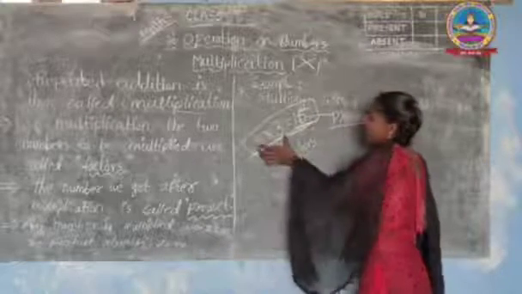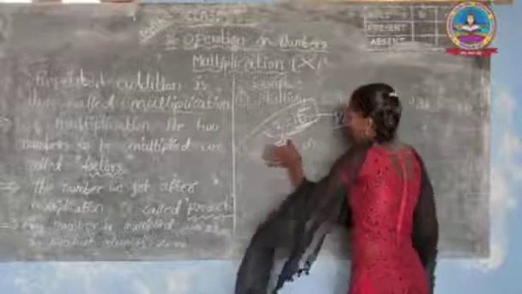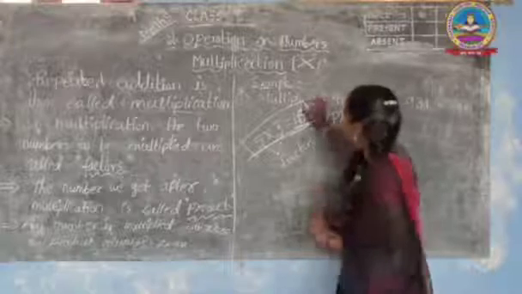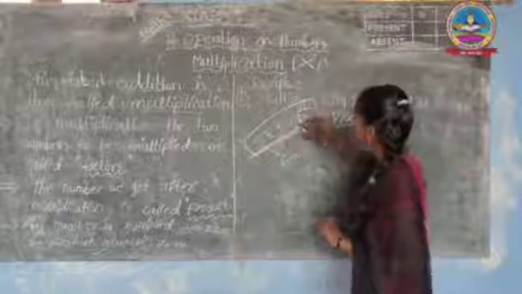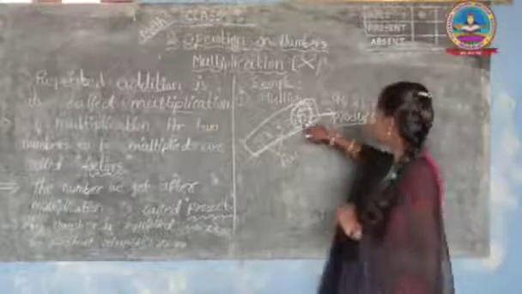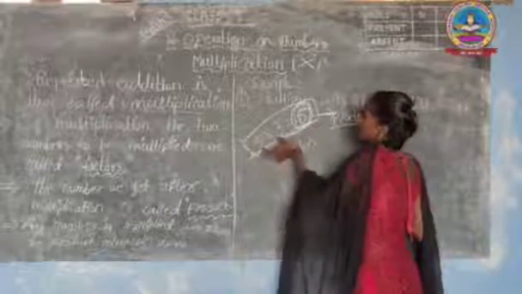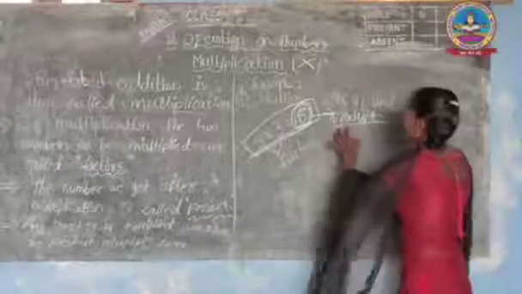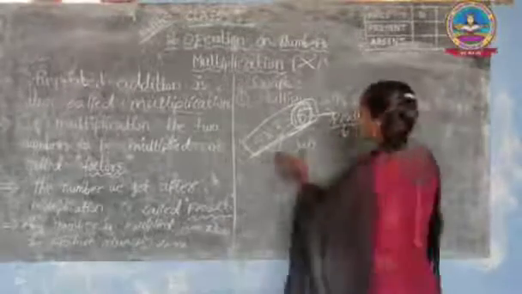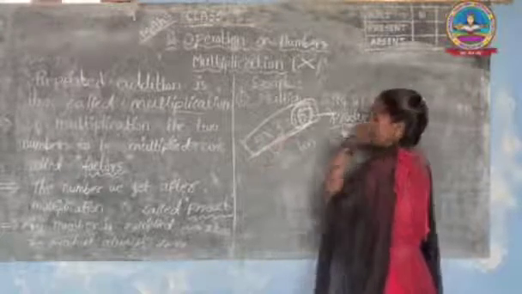These two numbers are called factors. The two numbers to be multiplied are called factors, and the answer we get after multiplication is called the product. So here 15 is the product of these two numbers. What are the factors of 15? Yes, 5 and 3. The product is 15. Product means the answer after multiplication, and factors are the numbers to be multiplied.